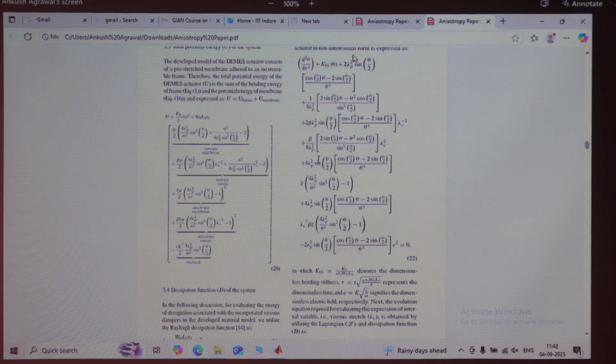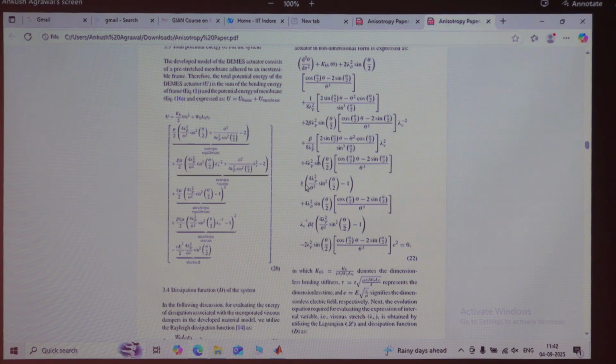Pre-stretch depends on you, whether you are taking 1.5 or 2, you can play with that. KBB is the frame bending stiffness. You can change that bending stiffness as an input. You have to define that. Xi is the anisotropy parameter. Again, it's up to you whether you take 0, the isotropic case; 1, there is some strength of the reinforcement; 2, if you go to a higher value, you are increasing the strength of reinforcement of the fiber.